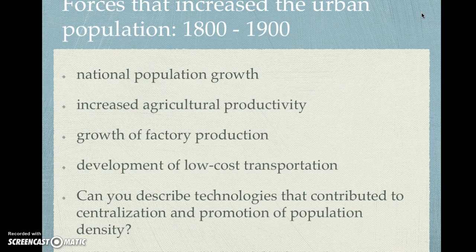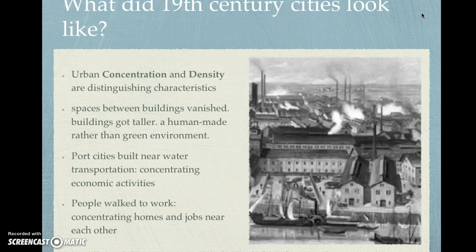You had increased agricultural productivity because you could be more productive on the farm. That freed people up to move and take jobs in the city. And then you had the growth of factory production, people moving towards factories, towards cities to work on these production lines, and the development of low-cost transportation. So when we get together in class, I want you to be able to describe some technologies that contribute to this population density. Okay, so what did the cities look like in the 19th century?